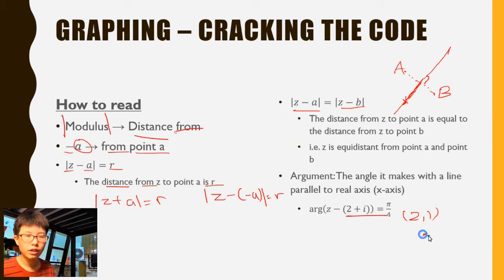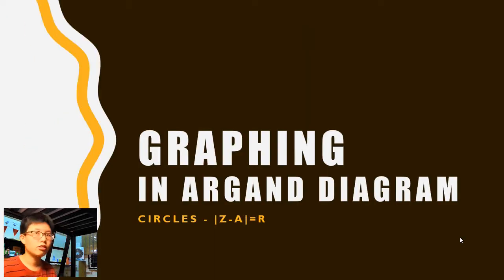And this is the horizontal axis. It makes an argument of pi over 4. It's not as hard as it sounds. Okay, so let's just get into some more concrete examples.